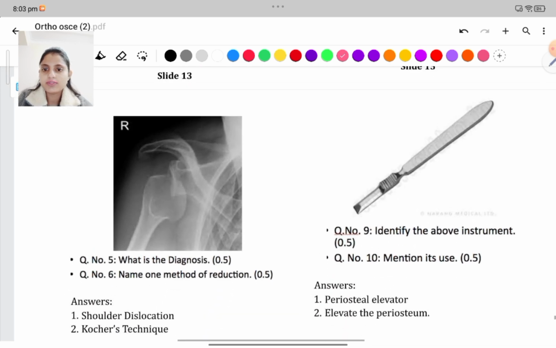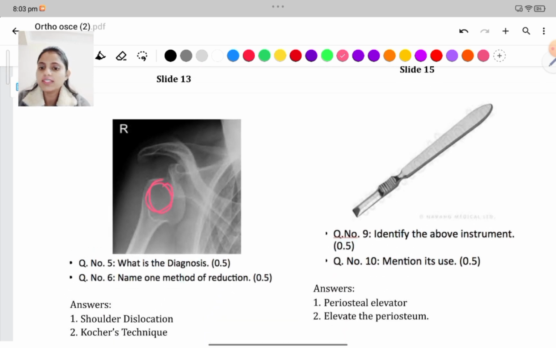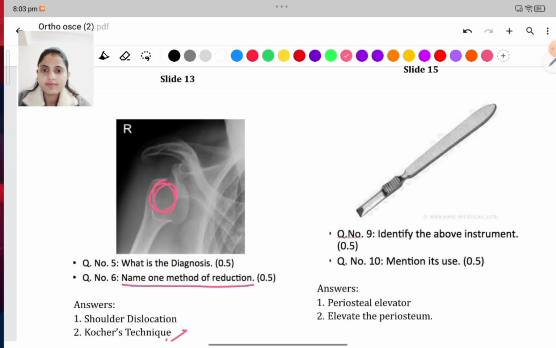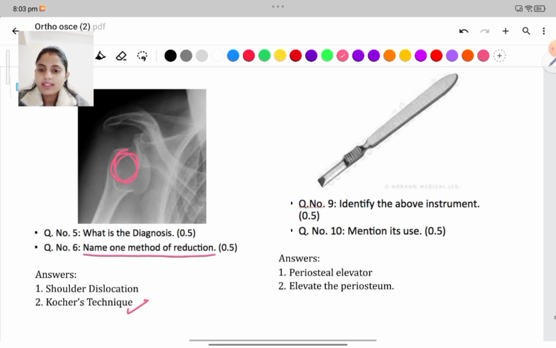Question number 13. So again, this is the shoulder dislocation, and one of the methods of reduction for shoulder dislocation is Kocher's method, in which we perform the traction, external rotation, abduction and internal rotation.